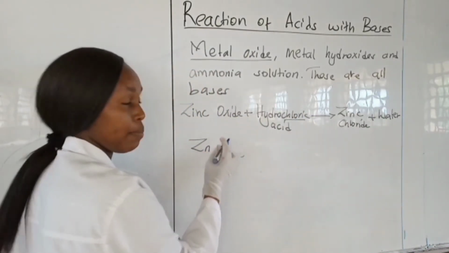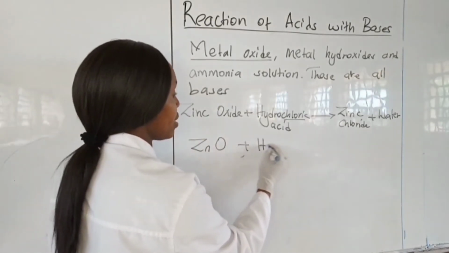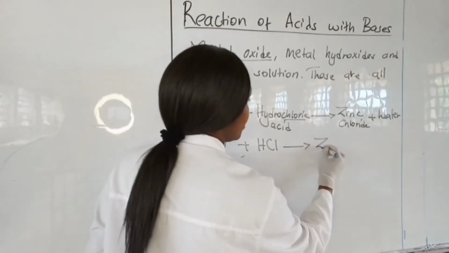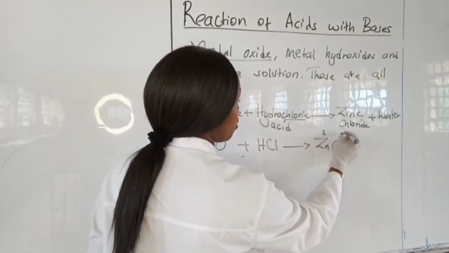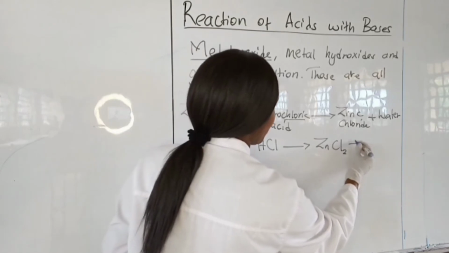The chemical equation for this is zinc oxide plus hydrochloric acid would give us zinc chloride, and zinc has a valency of 2 and chlorine 1, so they interchange the valencies, so we get ZnCl2, plus water.